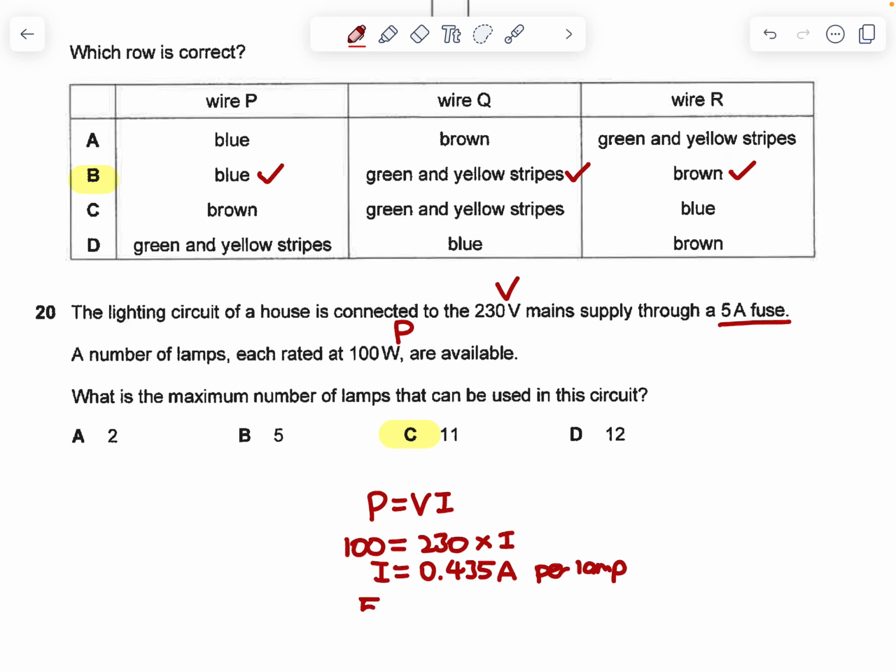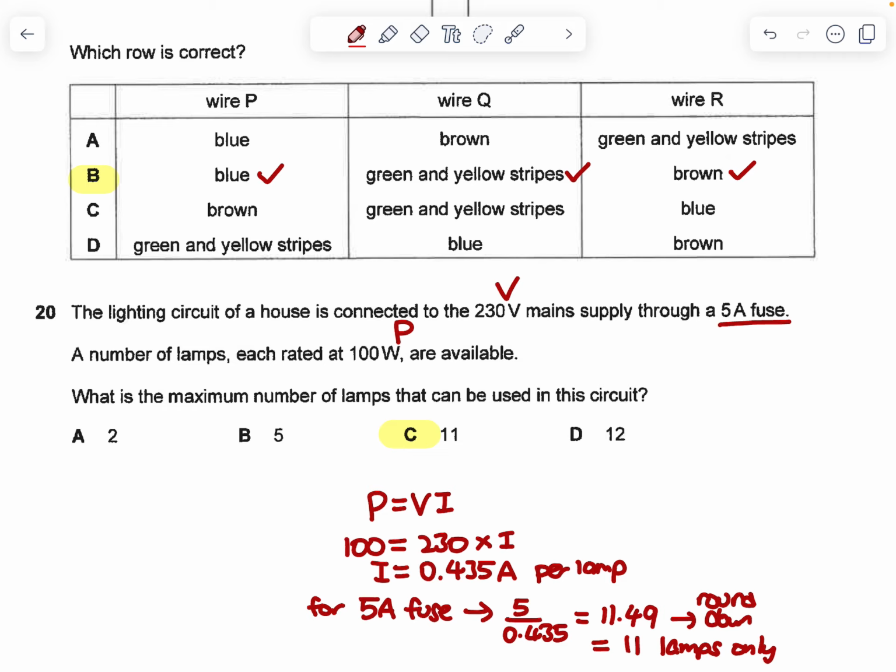So now the question is, for a 5 ampere fuse, how many lamps can you attach before the fuse blows? So you take 5 divided by 0.435, which will give you 11.49. So usually you round up. But the thing is that when you round up to 12 lamps, then it will be more than the 5 ampere fuse, and then you burn the fuse. So actually you have to round down to 11 lamps only. C. And that's the end of the MCQ.